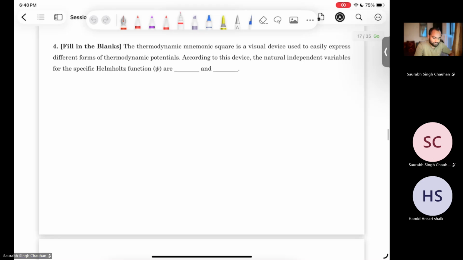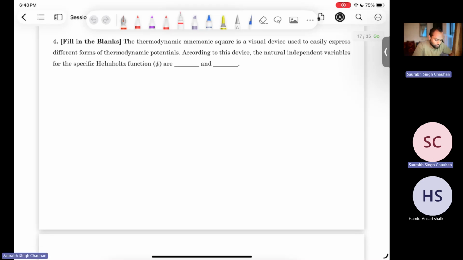For example, this question number 4 says that the thermodynamic mnemonic square is a visual way to easily express the different forms of thermodynamic potentials. According to this square, the natural independent variables for the Helmholtz function are.